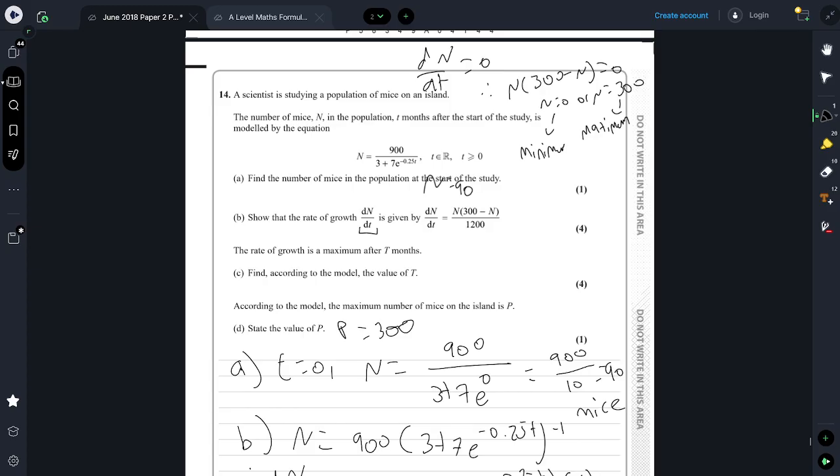But hopefully it all makes sense now. Okay. And that's 2018 paper two. So that's the 2018 pure paper.